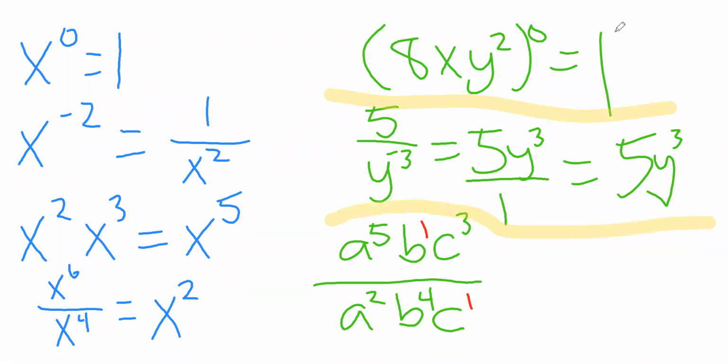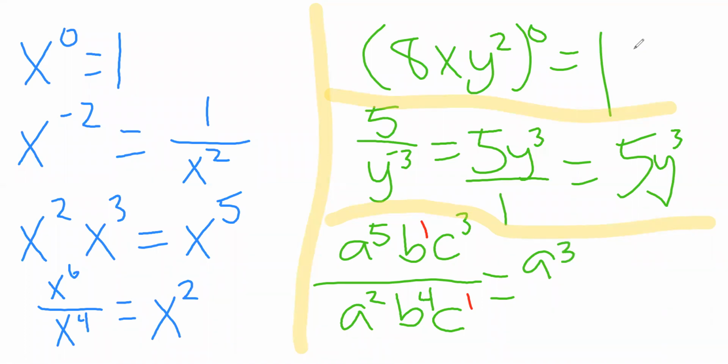Let me draw some lines here because it's looking confusing for me. There you go. Now I can kind of get some organization to my thoughts. All right, so what we are going to do here is focus on a couple of things. So first, let's look at the a's. It's 5 minus 2. That gives us a to the 3rd power.